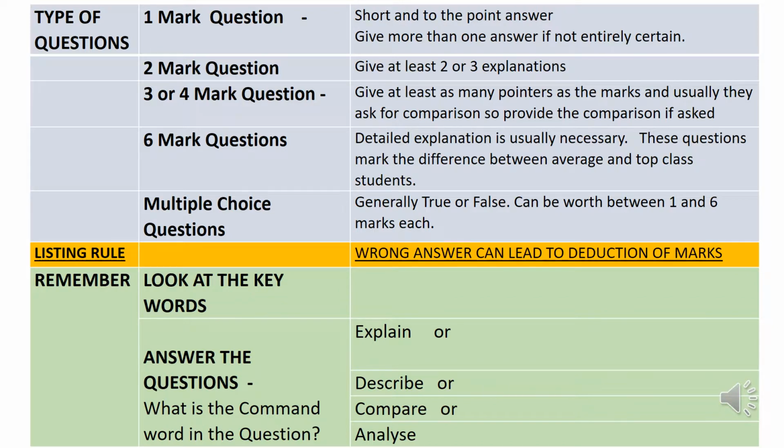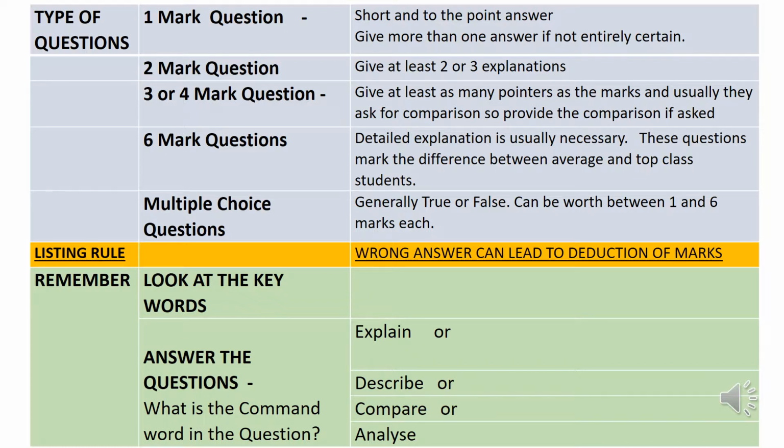So what types of questions will come up in the exam? Well, firstly, there will be simple 1-mark questions in which your answer should be short and to the point. And if you aren't entirely certain, then you could try and come up with another point and add that on. Next, you have 2-mark questions, which may ask for additional information or maybe an explanation, in which you'll have to give at least 2 or 3 points in order to gain the marks. Next, you have 3 or 4-mark questions. These tend to be comparison or analysis questions, in which you need to give more detailed responses. And there are also 6-mark questions, in which a detailed explanation will be necessary in order for you to gain full marks.